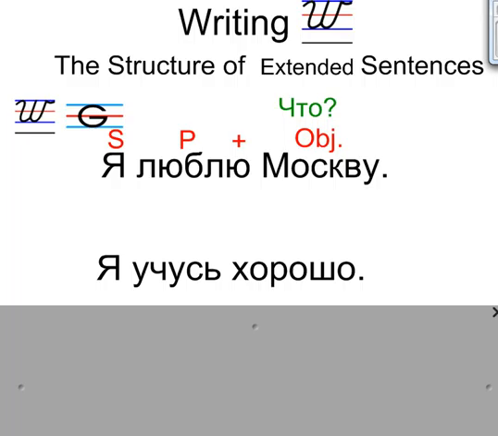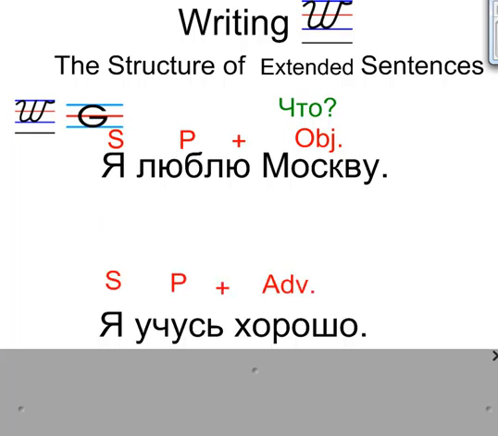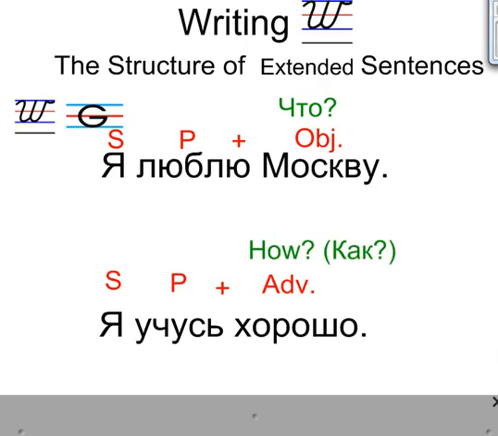Here is another example of extended sentences with a little bit different structure, or a different question in the structure. So what do we have in this sentence? We have a subject, a predicate, and an adverb that answers the question как? How? Я учусь хорошо. Я учусь как? Я учусь хорошо.